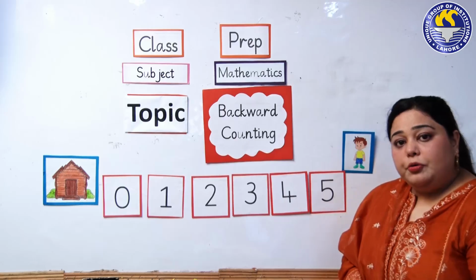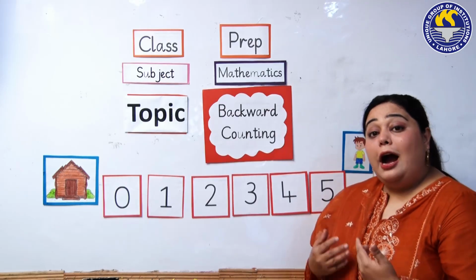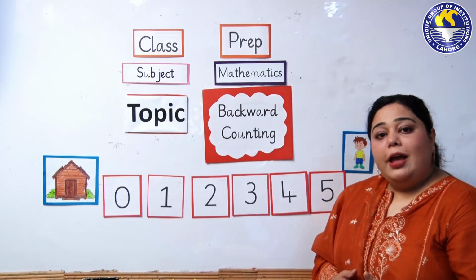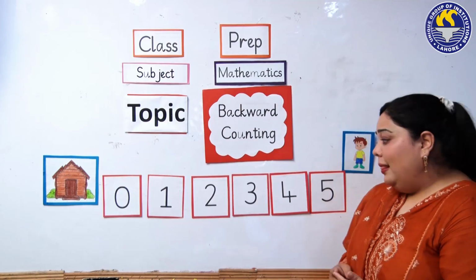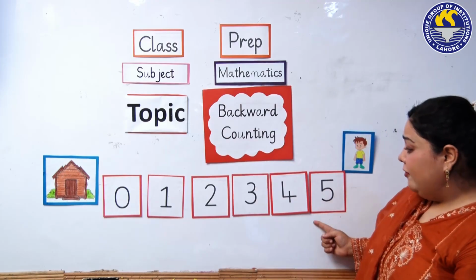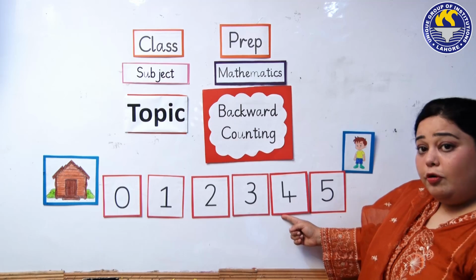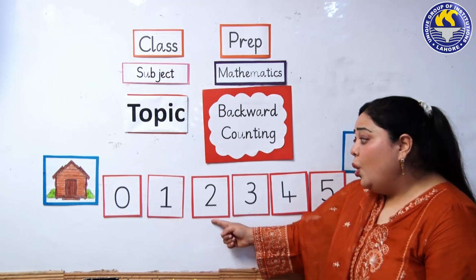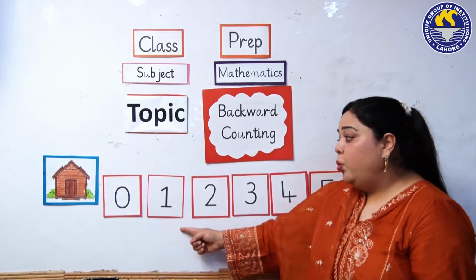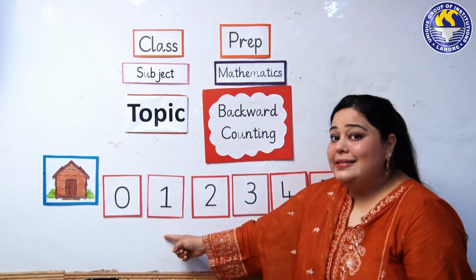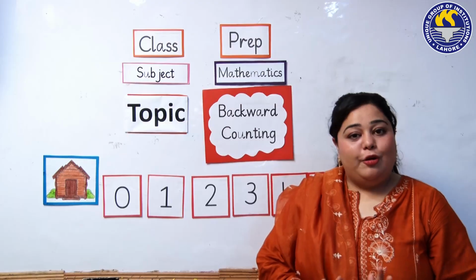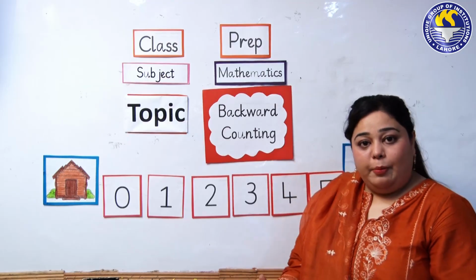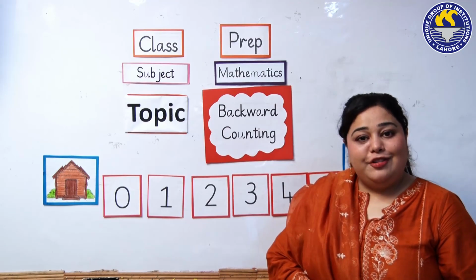For backward counting, we always have to guess the before number. Like what comes before 5? It's 4. What comes before 4? It's 3. What comes before 3? It's 2. What comes before 2? It's 1. And before 1 is 0. Now we are going to do the reading of backward numbers and then we will do the activity page.